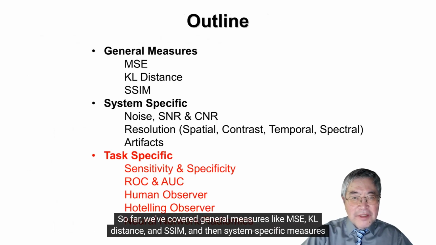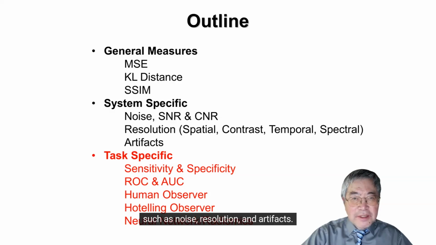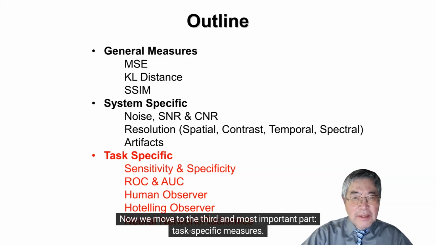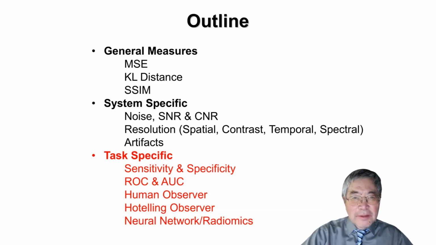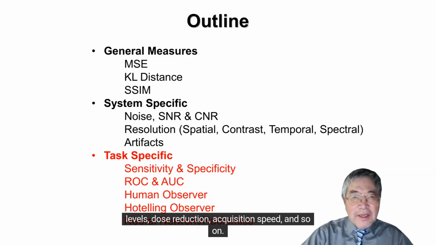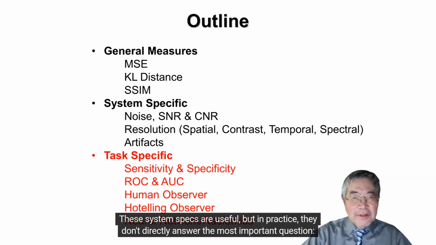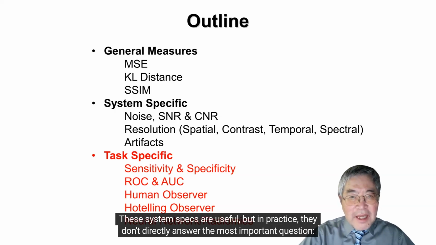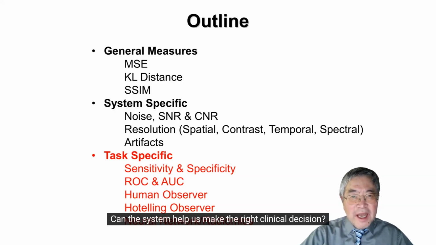So far, we've covered general measures like MSE, KL distance, and SSIM, and then system-specific measures such as noise, resolution, and artifacts. Now we move to the third and most important part, task-specific measures. When manufacturers design an imaging system, they often advertise its specifications: resolution, noise levels, dose reduction, acquisition speed, and so on. These system specs are useful, but in practice, they don't directly answer the most important question: can the system help us make the right clinical decision?